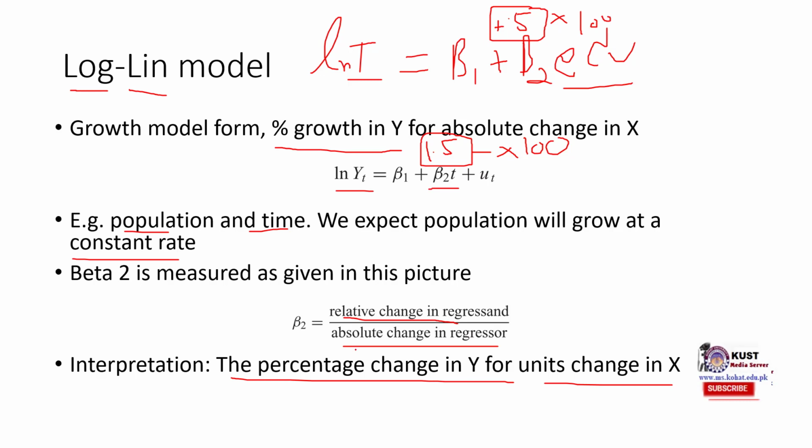So the idea is that there is a relative change in the y variable for an absolute change in the regressor. This is the first point that you need to remember. And the second point is that you need to multiply the coefficient by 100 before the interpretation.